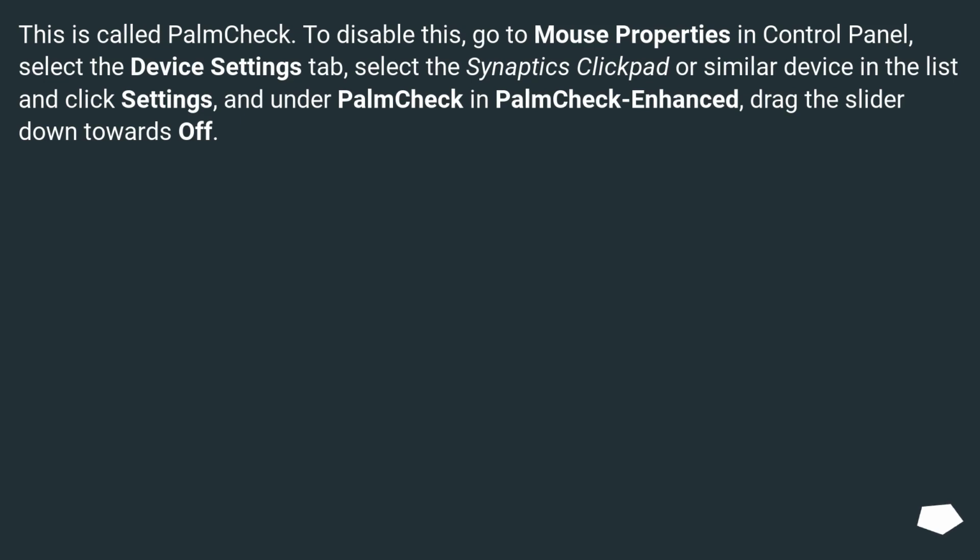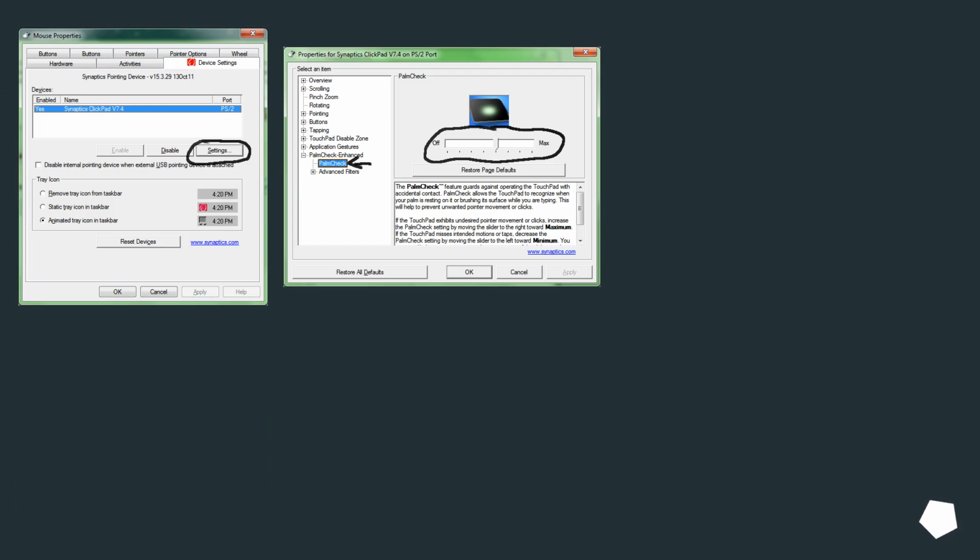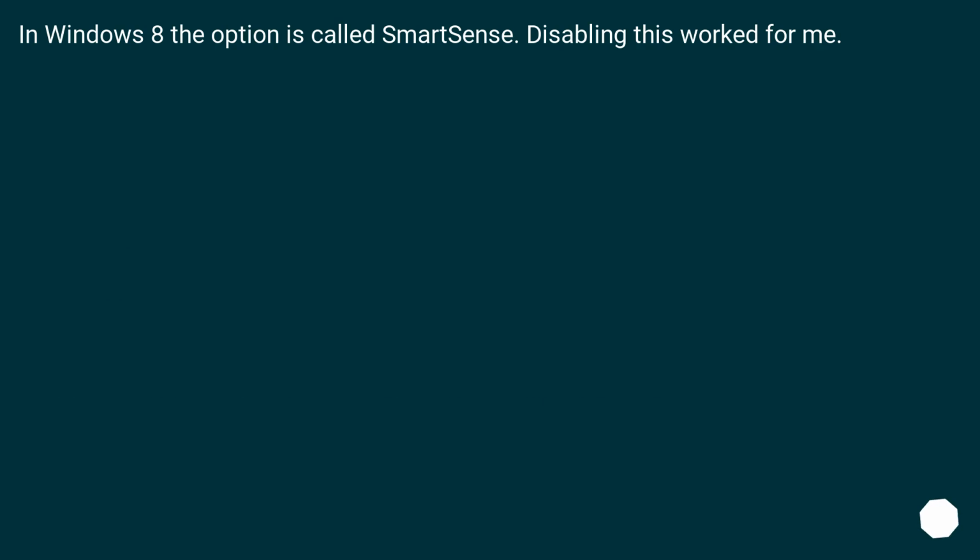This is called palm check. To disable this, go to Mouse Properties in Control Panel, select the Device Settings tab, select the Synaptics ClickPad or similar device in the list and click Settings, and under Palm Check or Palm Check Enhanced, drag the slider down towards Off. In Windows 8 the option is called SmartSense. Disabling this worked for me.